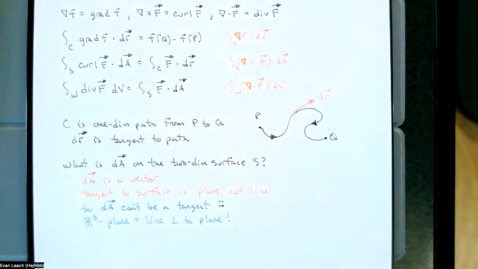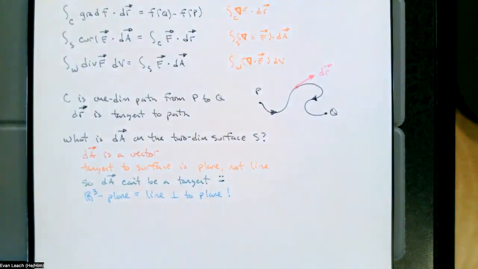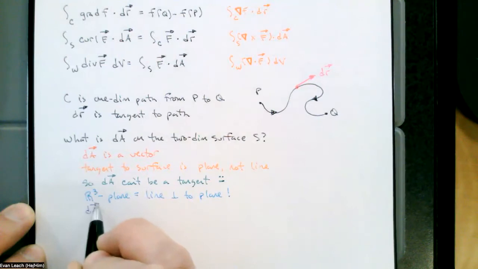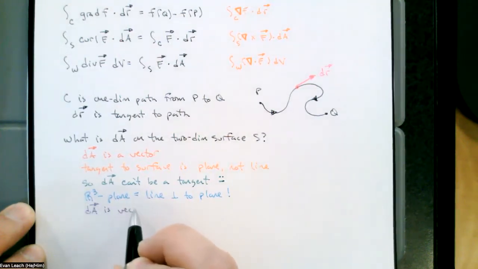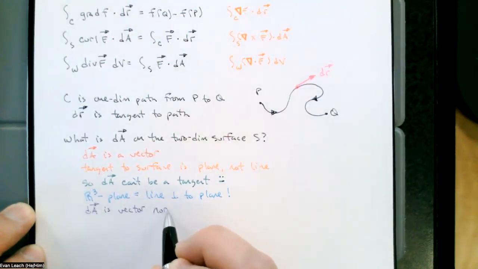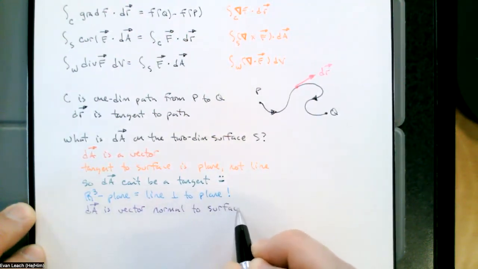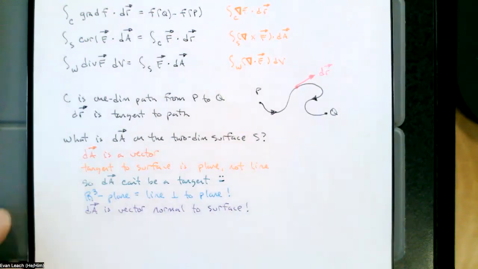If we take R3 and subtract out a plane, we end up with a line that's going to be perpendicular to the plane. So dA is going to be normal to the surface. And everything fits together again. So dA is going to be a vector normal to the surface.